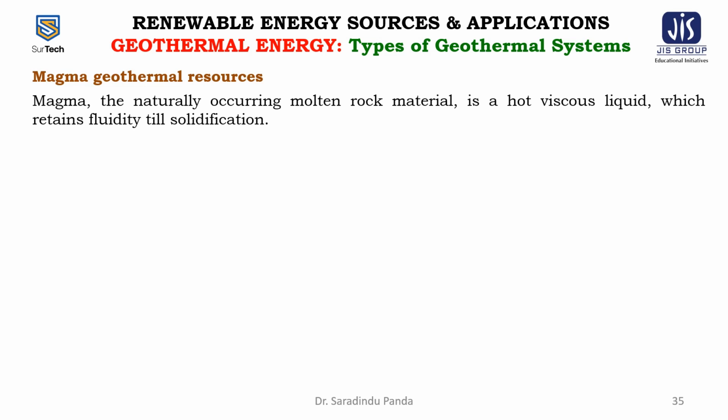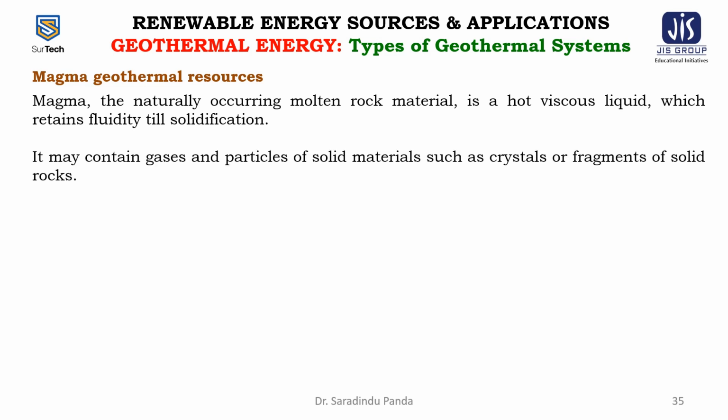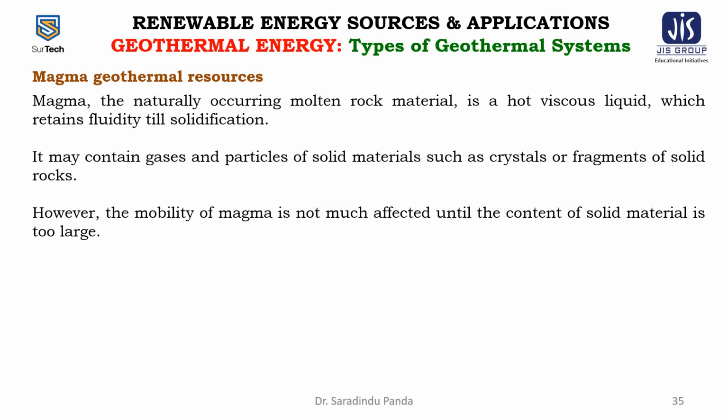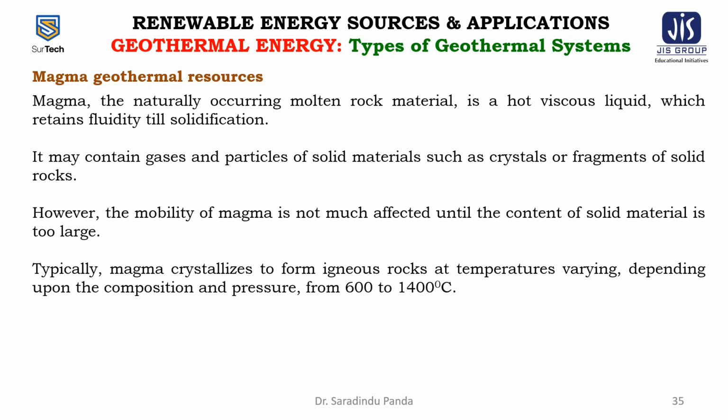Now the last one is the magma geothermal resources. The magma, the naturally occurring molten rock material, is a hot viscous liquid which retains its fluidity till solidification. It may contain gases and particles of solid materials such as crystals or fragments of solid rocks. However, the mobility of the magma is not much affected until the content of solid material is too large. Typically, the magma crystallizes to form the igneous rocks at temperatures varying, depending upon the composition and pressure, from 600 to 1400 degrees centigrade.